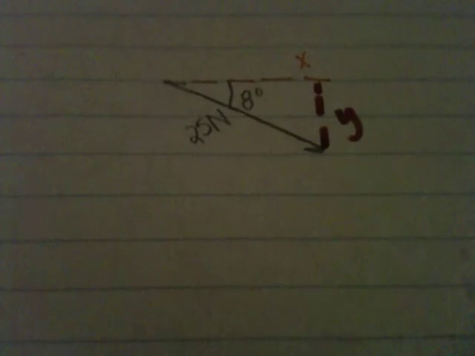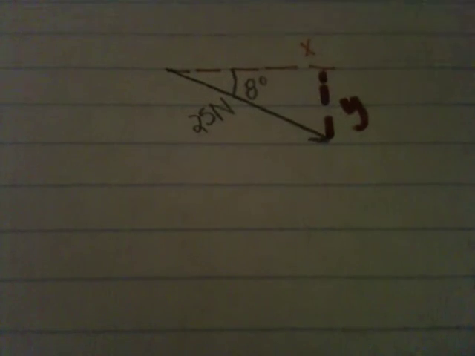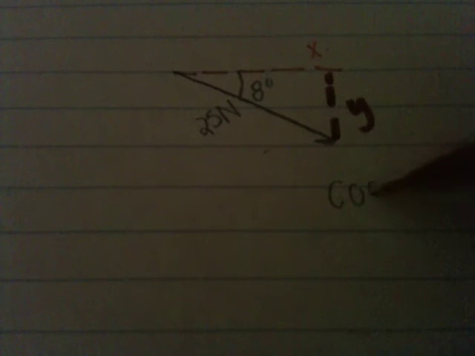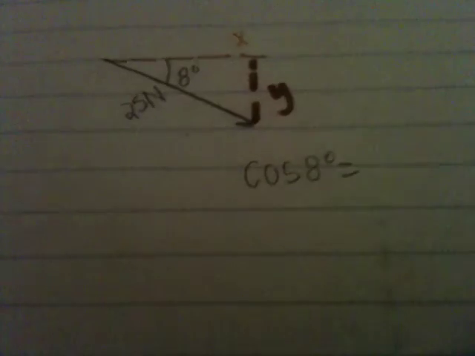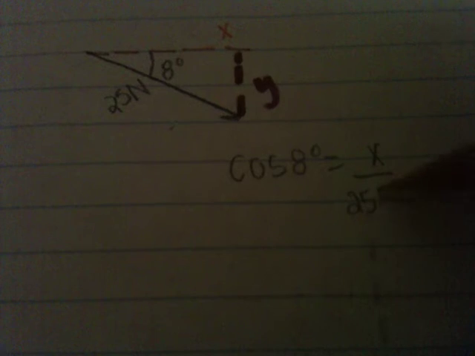trig. So for x, we are going to use cosine. And we're going to use cosine because cosine is adjacent over hypotenuse. So we have adjacent over hypotenuse. So we're going to use the cosine of 8 degrees equals x over 25 newtons.